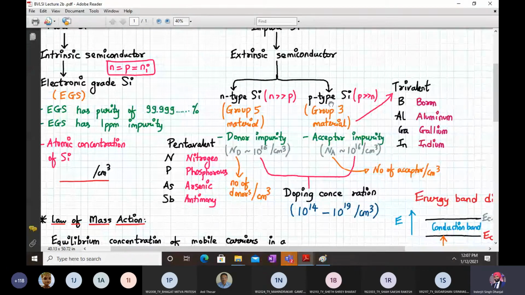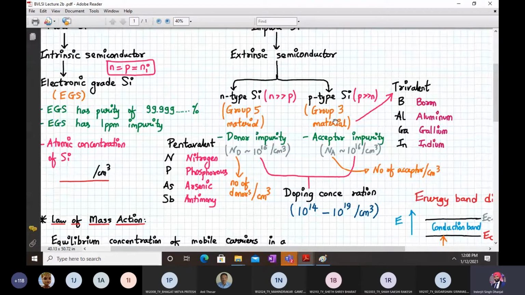Okay, P-type silicon. We have here, what is the meaning of N greater than P? That means N-type silicon has electron concentration very much higher compared to hole concentration. And P-type silicon has hole concentration greater than electron concentration. Or we can easily say N-type material has electrons as majority carriers and holes as minority carriers. Similar thing goes for P-type silicon, holes as majority carriers and electrons as minority carriers.